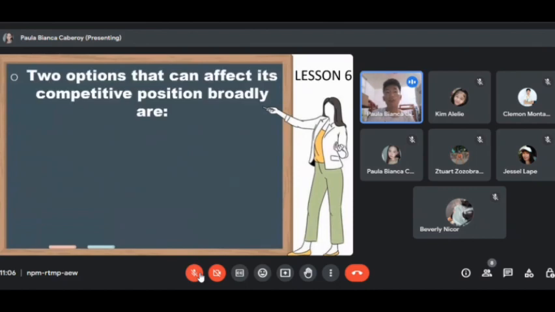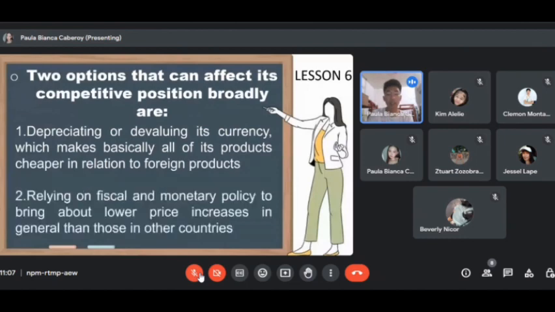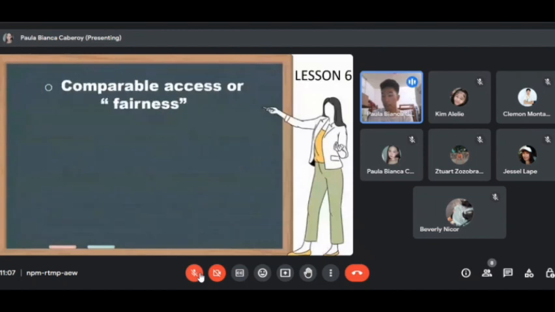So the two options that can affect its competitive position broadly are, number one, creating or maintaining an undervalued currency, which makes basically all of its products cheaper in relation to foreign products. Second, relying on fiscal and monetary policy to bring about lower price increases in general than those in other countries. So next is comparable access, or fairness.